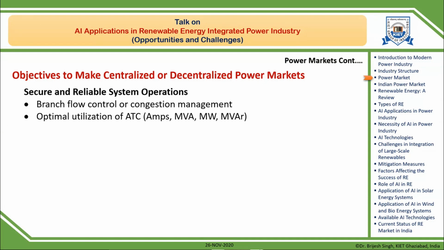Now optimal utilization of ATC is the same thing as congestion management. If, because of the lack of availability of power transfer, you could not deliver the power to the consumer, that is known as congestion.